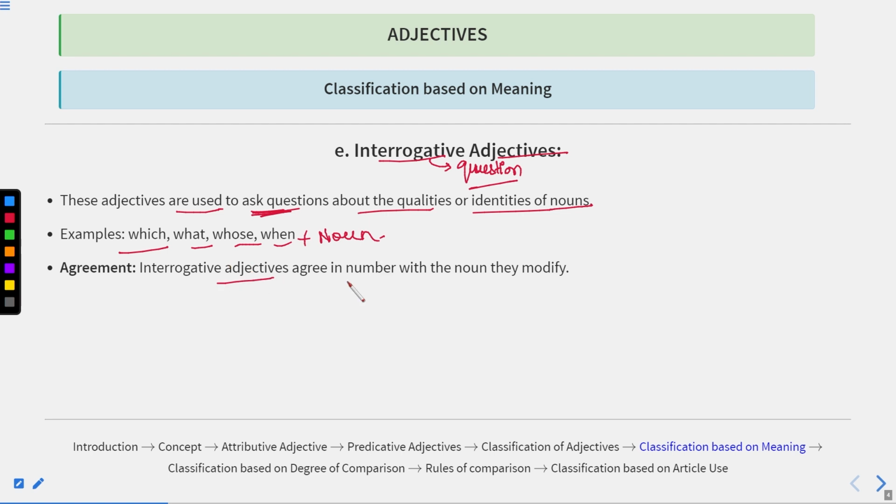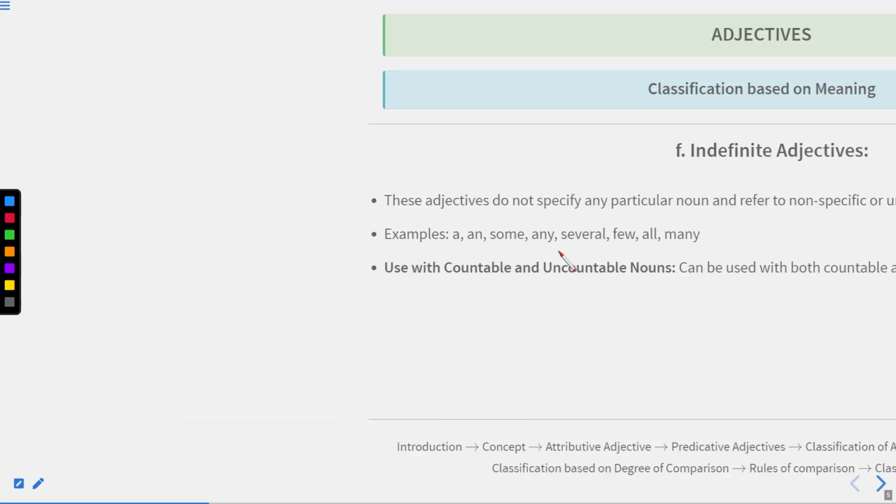Agreement: interrogative adjectives agree in number with the noun they modify. So they should always agree in number with the noun they modify. If I say whose pen is this, that is correct. Which pen are you talking about, that is correct. Or which pens are you talking about? That matters a lot, because we have to use the verb according to the subject of the sentence. Now let us move to the next one.